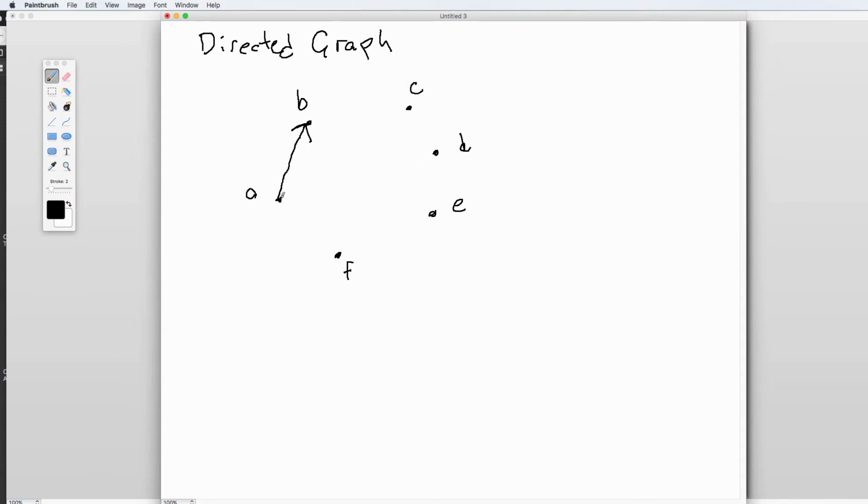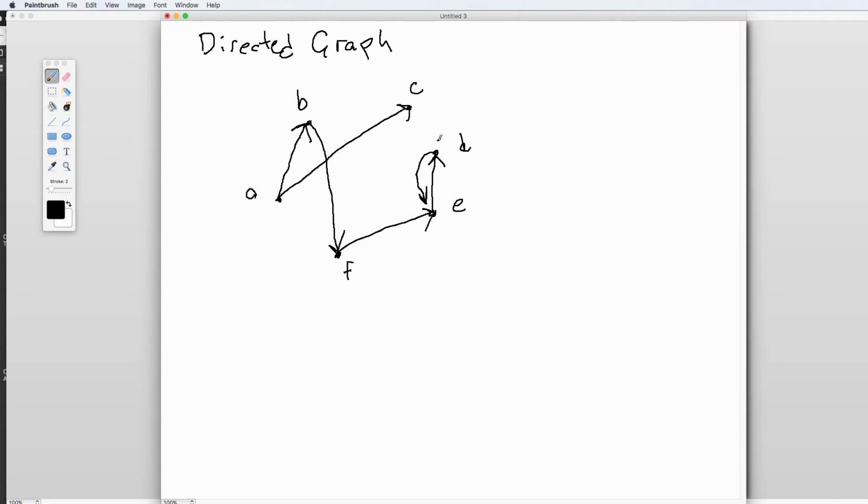So let's come over here and let's do this. And let's come over here and do that. And do this. There's nothing particularly important about this graph. I'm just making these things up for example. So we've got one that goes there. And you could certainly have one that comes back. So here's one going back that way.